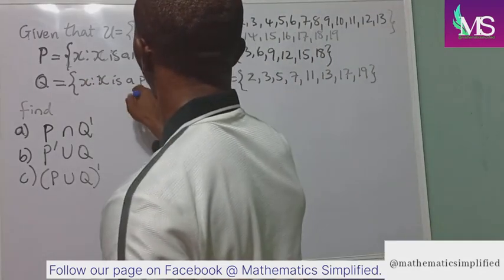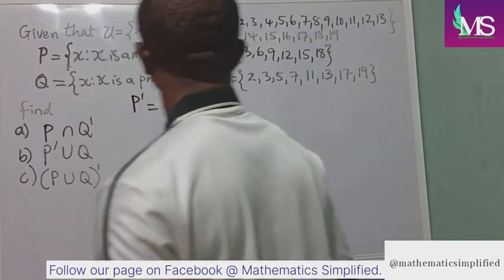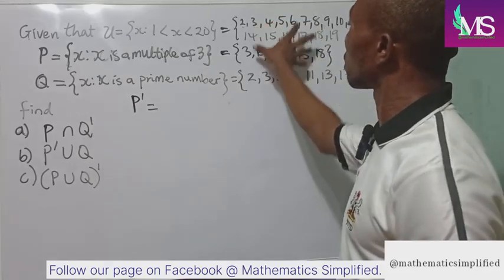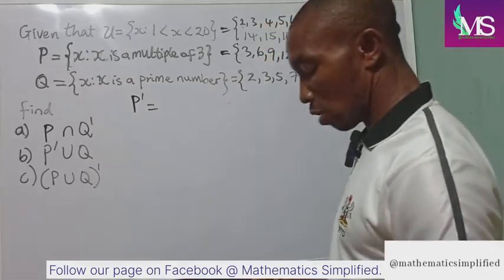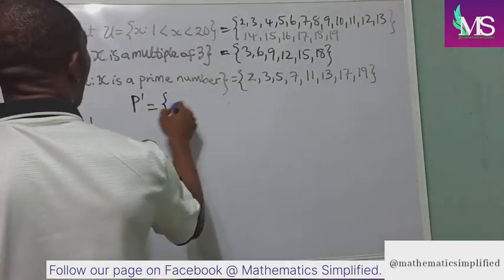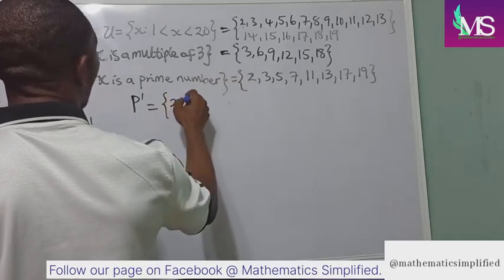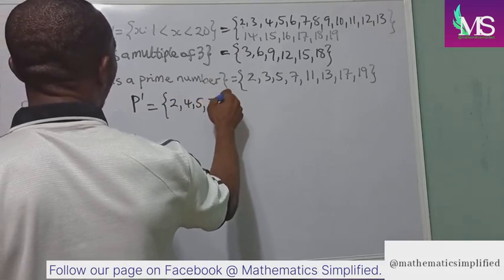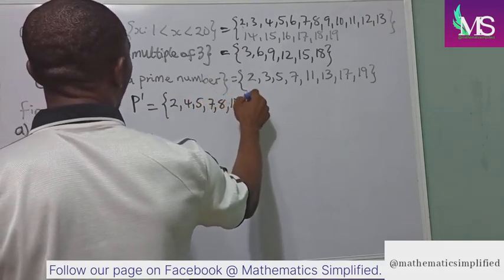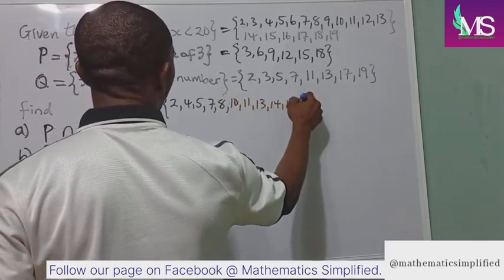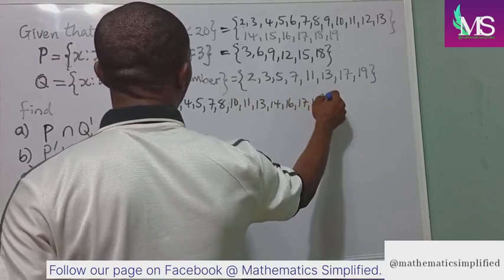Now, talking of P prime, we are talking about numbers that are in the universal set that are not here. That will give us our P prime. So our P prime will become, we do not have 2, 4, 5, 7, 8, 10, 11, 13, 14, 16, 17, and 19.